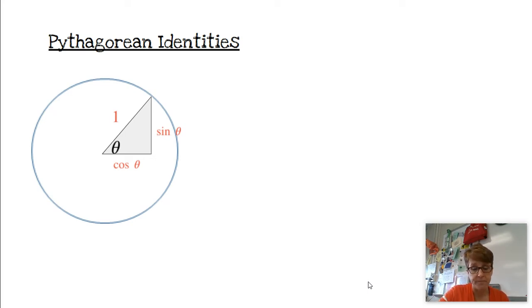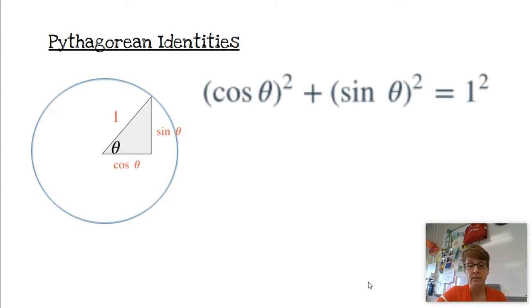Okay, nothing new. But now let's think about this in terms of the Pythagorean theorem. So the Pythagorean theorem would say 1 leg squared plus the next leg squared equals the hypotenuse squared. So let's do that. We'll just put it in terms of cosine and sine and 1. Okay, so I can now say that cosine theta squared plus sine theta squared equals 1 squared. That's what the Pythagorean theorem tells me for this triangle. And that's really the first Pythagorean identity. It's just cosine squared plus sine squared equals 1.